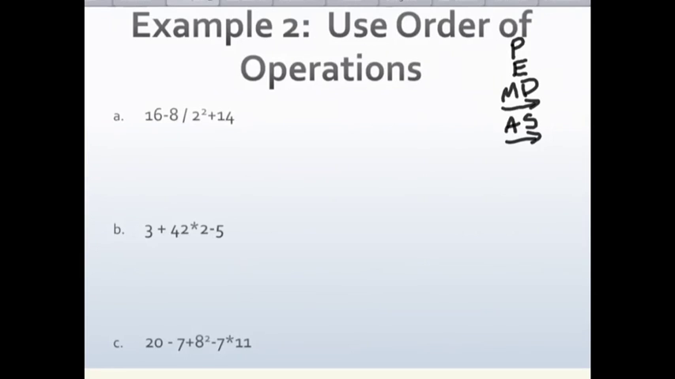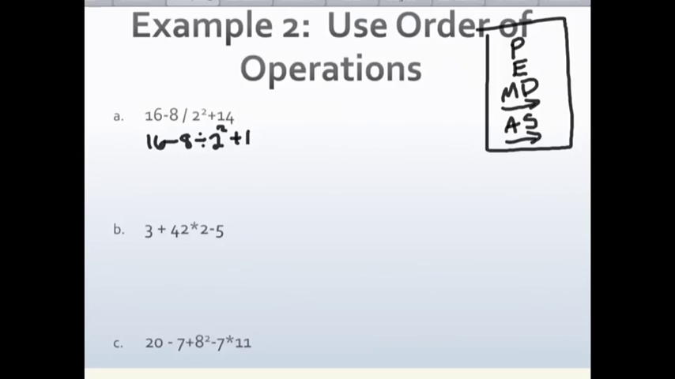So this second example, we're using order of operations. I'd like you to check out the mnemonic device I put right here, which really helps me out when I need it. If I have to use it, I'm going to go ahead and just refer to this side. So let's look at this first example. I'm going to rewrite it the way the text has it: 16 minus 8 divided by 2 to the 2nd power plus 14.